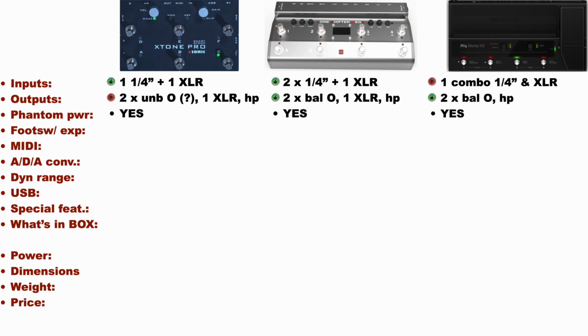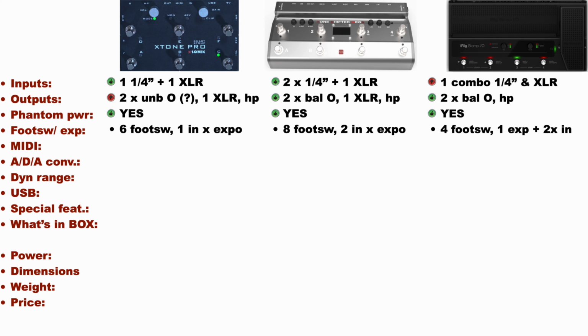They all offer the possibility to power an external microphone, so they are basically on par. The xTone has 6 foot switches and an input for an external expression pedal. The Tone Shifter has 8 foot switches and 2 inputs for expression pedals, while the Stomp IO has 4 foot switches, 2 inputs for external controllers and a built-in expression pedal. Actually, the Stomp IO is the only one with a built-in expression pedal. So I would give a thumbs up to both the Tone Shifter and the Stomp IO, as the Tone Shifter offers a lot of foot switches and the Stomp IO is the only interface with a built-in expression pedal.